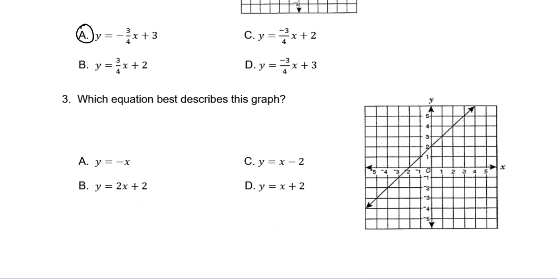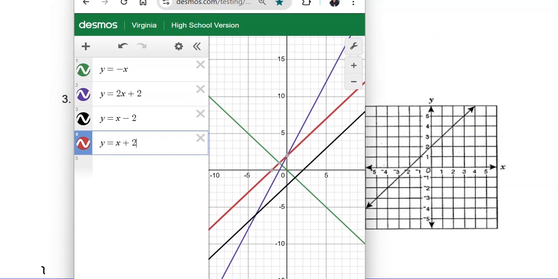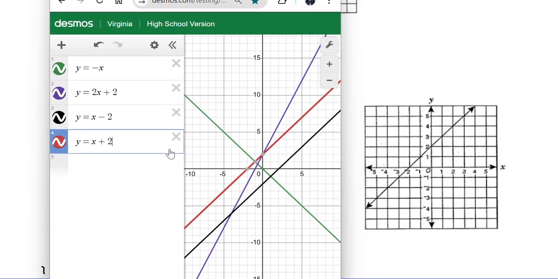Which equation best describes the graph? So we just have a graph and we have these equations. Honestly, we can just plug them in Desmos. I graphed all the equations in Desmos, and now I'm going to check which one matches the one I have here. Definitely not the green one, because this line is going up. It looks like it's going through 2. These 2 are going through 2, so I'll take off this one. So it's one of these.